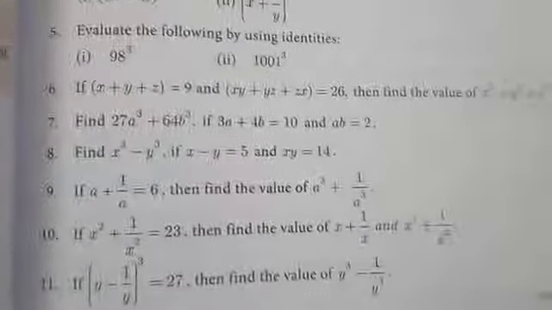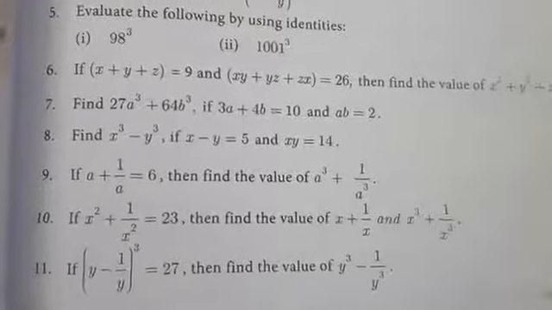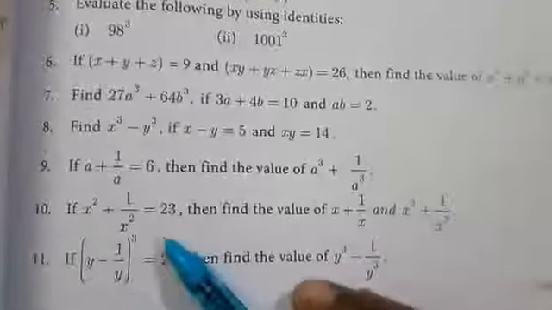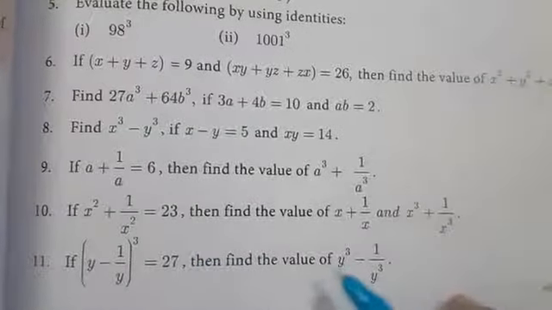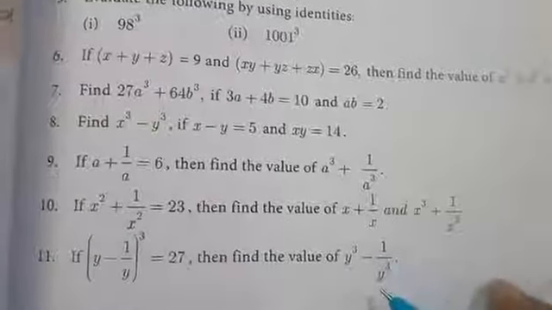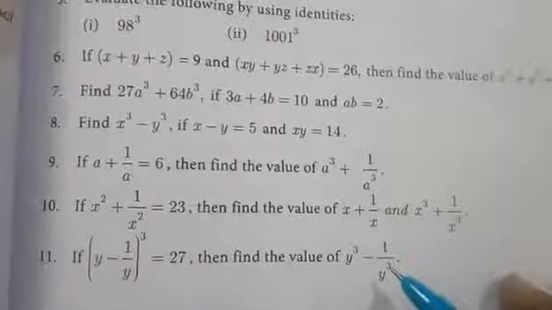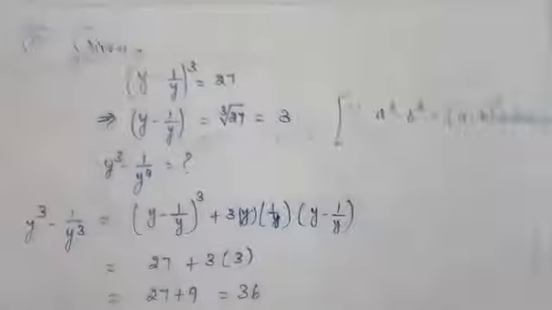In the previous video you learned about the 6th problem to the 10th problem. Now the 11th problem. If (y minus 1 by y) whole cube equals 27, then find the value of y cube minus 1 by y cube. For this, using this condition, we want to find this a cube minus b cube formula.